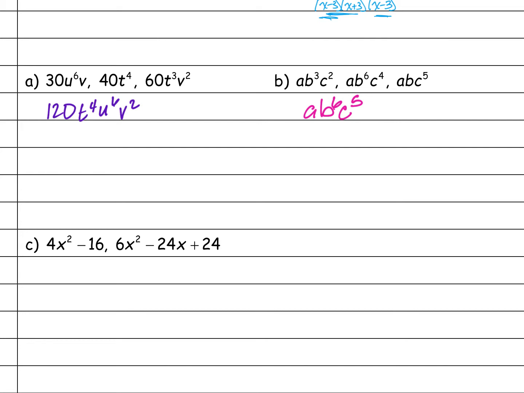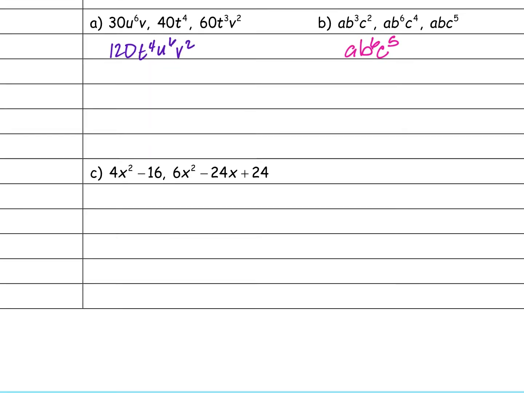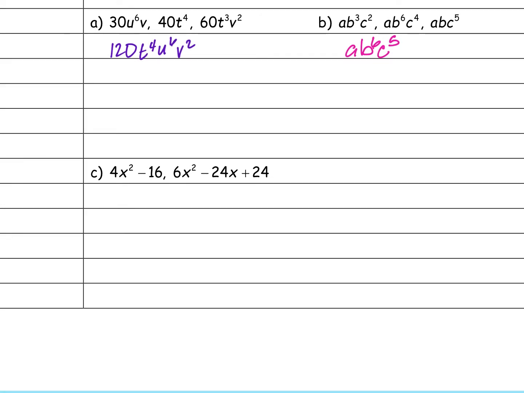Okay. And then number C, a little trickier, right? So I'm going to factor both of them first. So I'm going to factor a 4 out and get x minus 4. And then factor 6 out and get x squared minus 4x plus 4. And then I can factor again, so I get x minus 2 and x plus 2. And then I get 6 times x minus 2 times x minus 2.